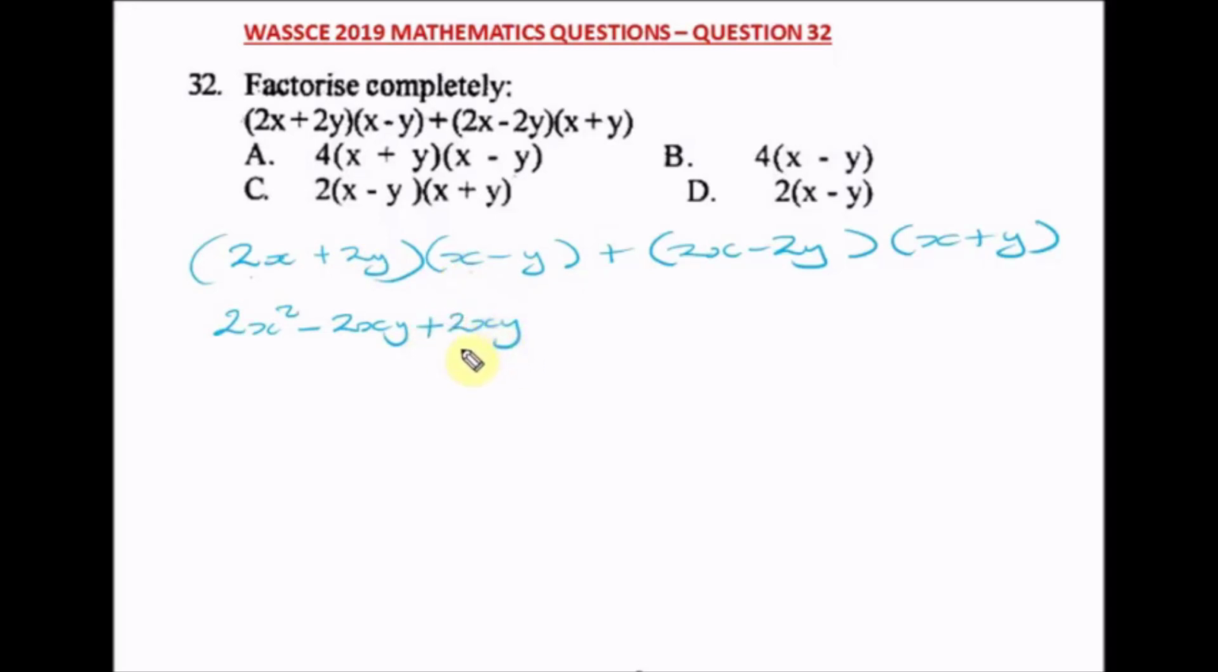Arrange the alphabets in alphabetical order. Then we have plus 2y times minus y. What are we going to have? We're going to have a negative 2y squared.